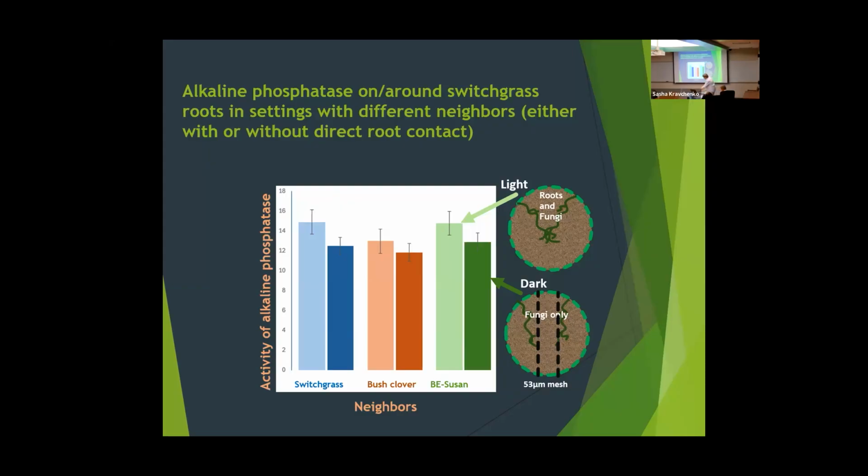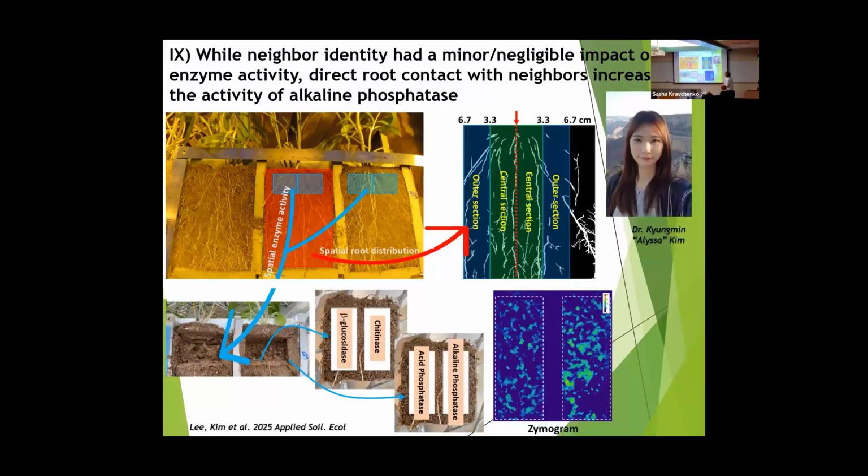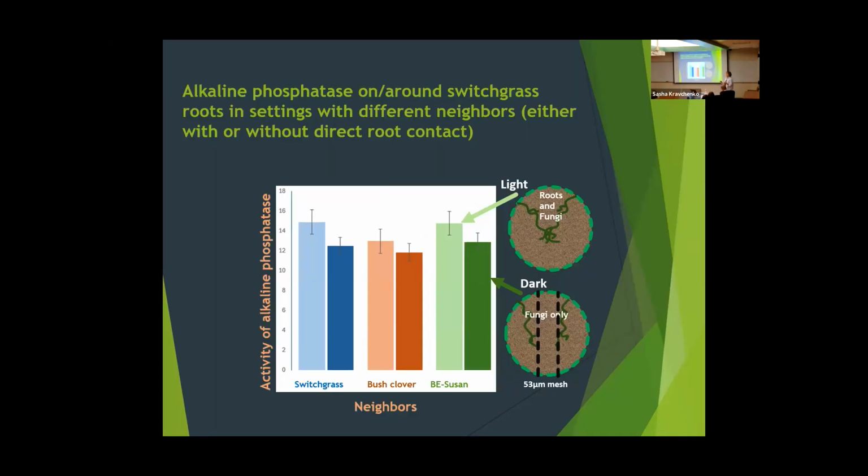So keep in mind that the area of contact or no contact, they're right here, and the enzymes were measured inside. So it's not like we were even covering exactly those same areas. So it's just whether or not the plant was sensing the presence of that neighbor or had direct contact with that neighbor. That somehow affected activity of alkaline phosphatase.